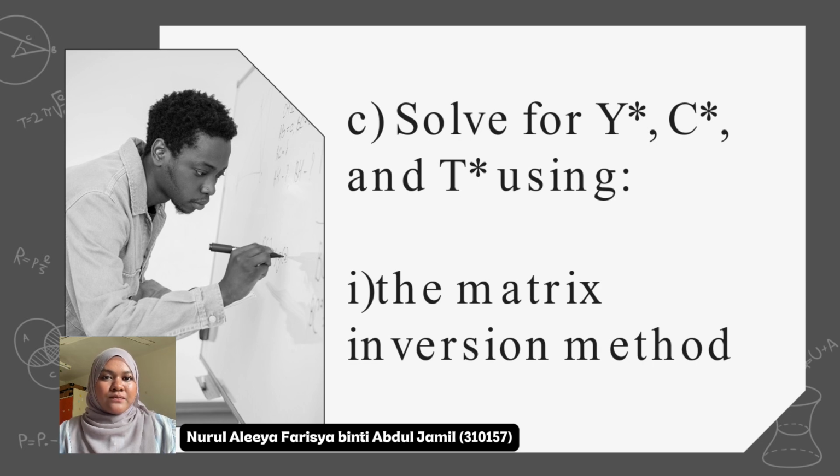Now, we move to the next formal solution phase, since we have successfully transformed our national income equations into the matrix form AX equals D. Our goal is to isolate the endogenous variables: equilibrium income Y star, consumption C star, and tax T star. To do this, we apply the matrix inversion method, which relies on the fundamental identity: vector X equals 1 over the determinant of A times the adjoint of A times the constant vector D.